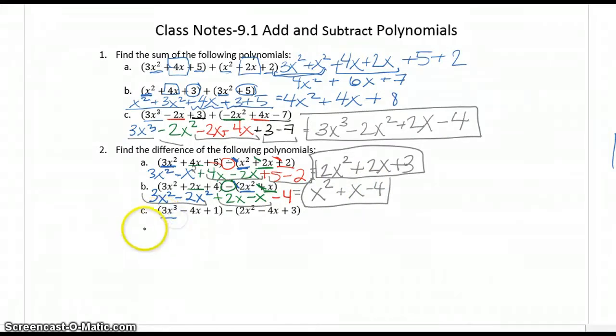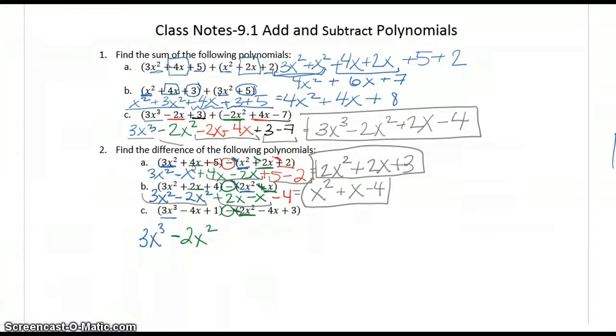Here we have 3x cubed. We don't have any terms in our second polynomial with x cubed, so that is all. We only have one term here that has an x squared in it, but again this is subtracting, so this becomes minus 2x squared.